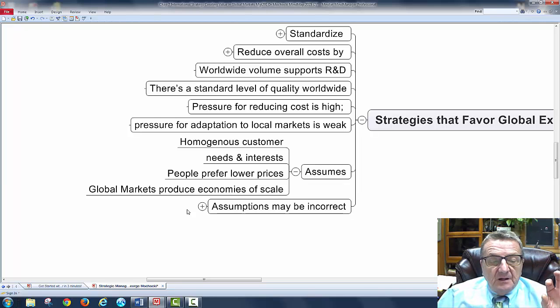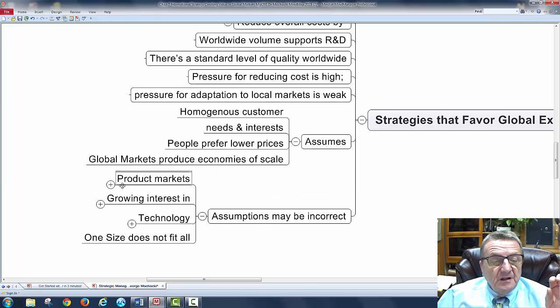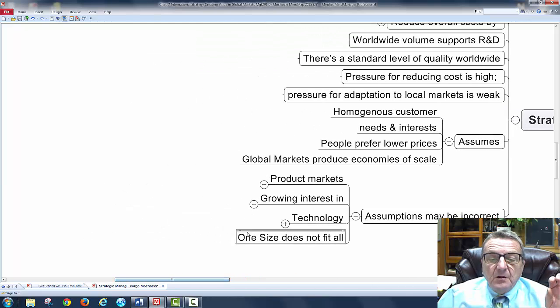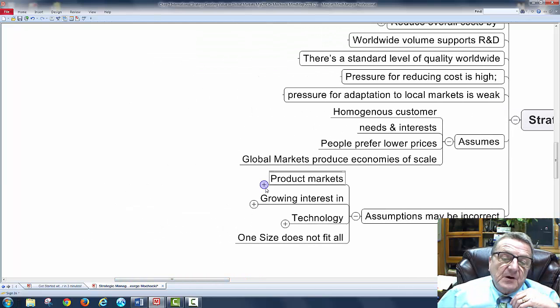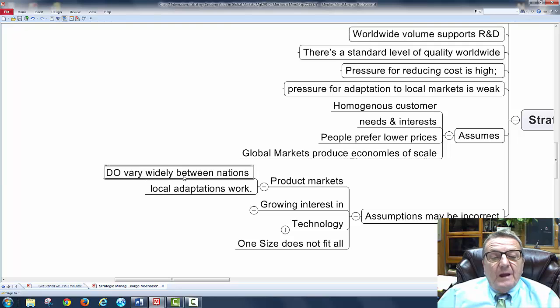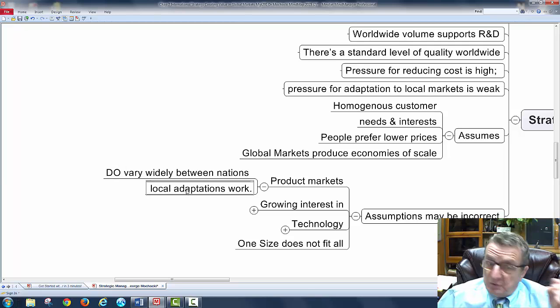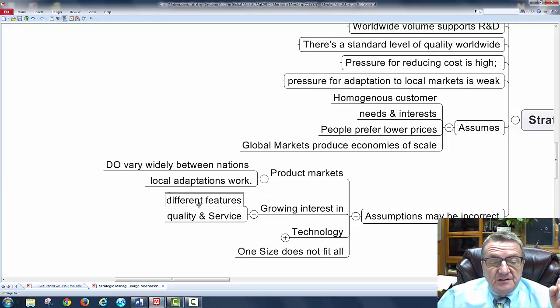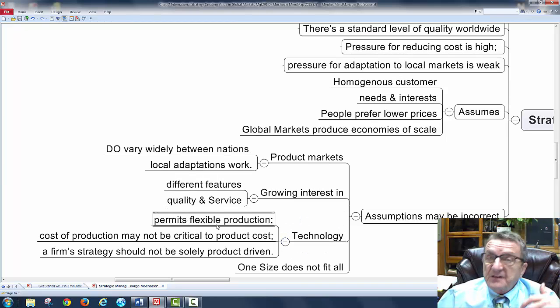Okay. Now the other assumption that may be incorrect is product market. If I look at some of the assumptions, product markets do vary widely between nations. Remember, my product in that market that I'm trying to sell, local adaptations do work. There's growing interest in different features, quality and service. Technology, like it or not, permits flexible production.